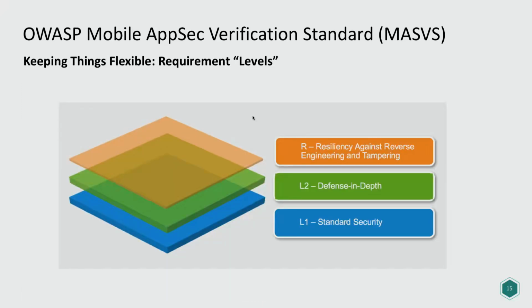So what is now level 1, level 2, and resiliency against reverse engineering and tampering? Level 1, as I was saying earlier, the requirement with the keychain and the key store, this is something we consider as a level 1. Every mobile application should encrypt its data on the OS. There's simply no excuse to not do it because it's also just so easy. Level 2 is something like SSL pinning. These are requirements that make sense for some mobile applications. For example, if you have financial transactions, then these kinds of things you should consider.